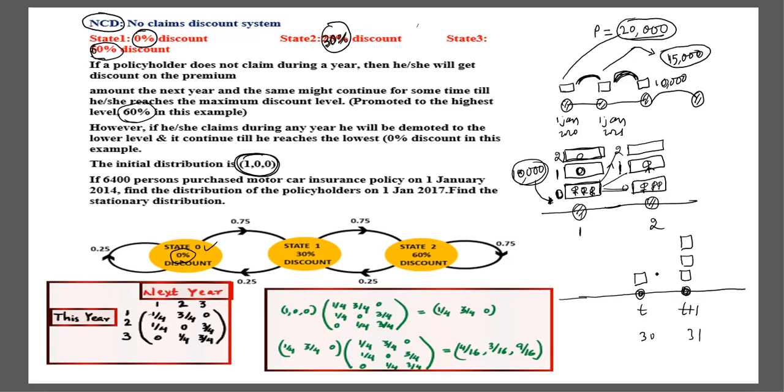So 1 to 1 is 25%. That's why 1 by 4. That means 25% will make a claim during the year. They will not get promotion. They are here and they will stay here, at 0% discount. 1 to 2 is 3 by 4. 75% will go from here to here. They will get promotion and go to this level and get a discount, 30% discount in our case. That is level 2. And for 1 to 3, there is no way one can go from here to here.